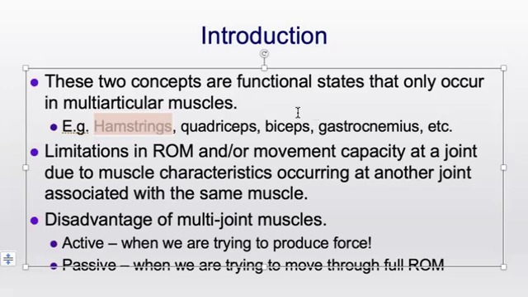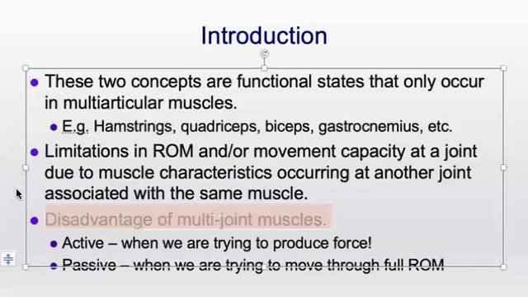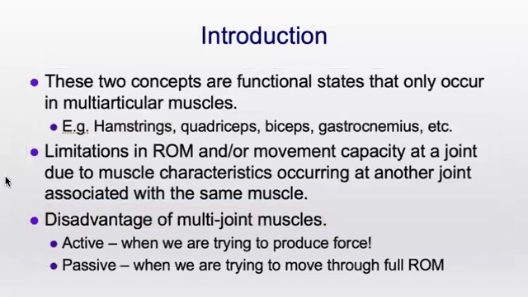Or the same thing with the biceps. It crosses the shoulder and the elbow, so movement that's happening at the elbow is going to impact or limit the movement capacity at the shoulder. It's somewhat of a disadvantage of these multi-joint muscles.